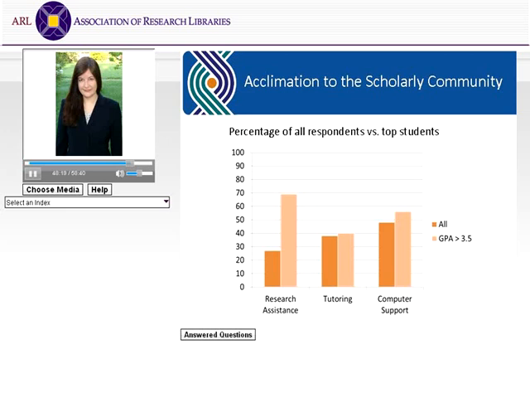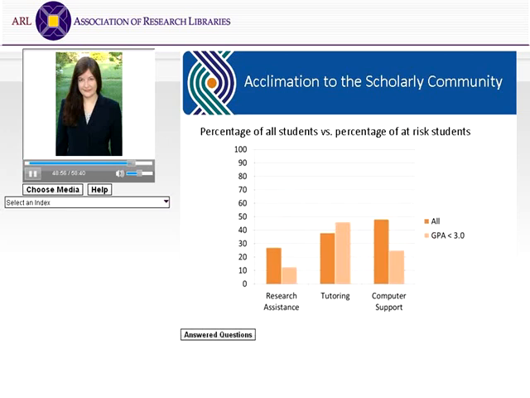Our next slide sort of speaks to the acclimation to that scholarly community. It represents a combination of our survey data paired with progress toward degree data for the individual students. And it shows that students with a GPA greater than 3.5 make more use of research assistance, computer support, and to a somewhat lesser degree, tutoring services than other students who took the survey. So I think every librarian should probably rejoice, and the computer support folks as well, to see that students who are making the most use of these services are doing better in school.